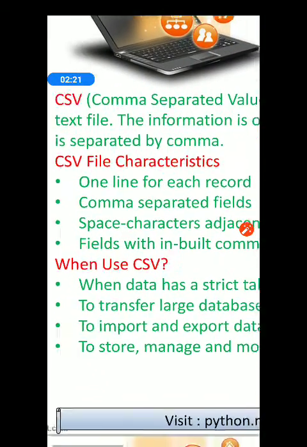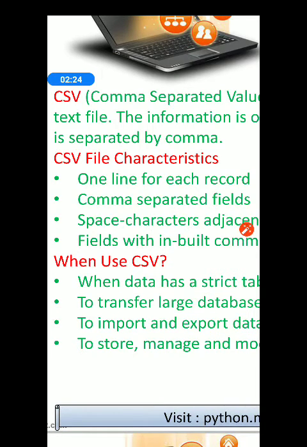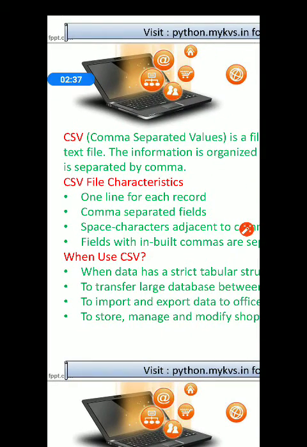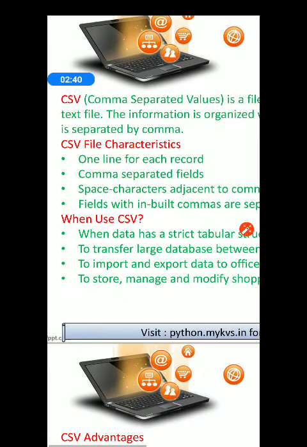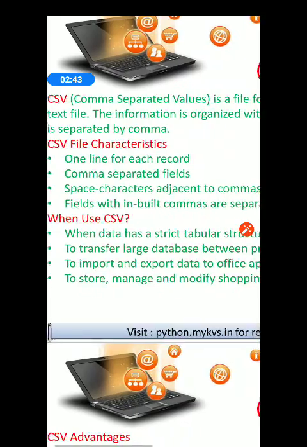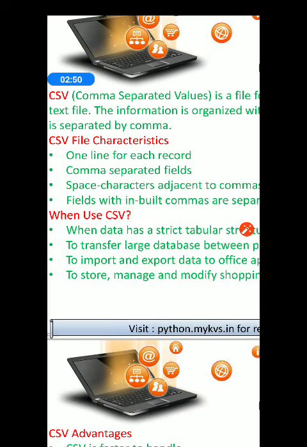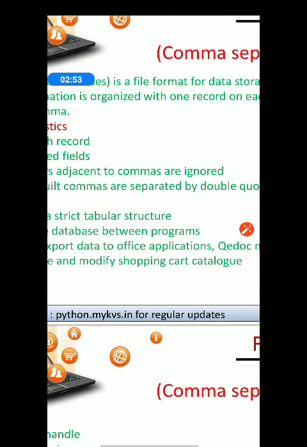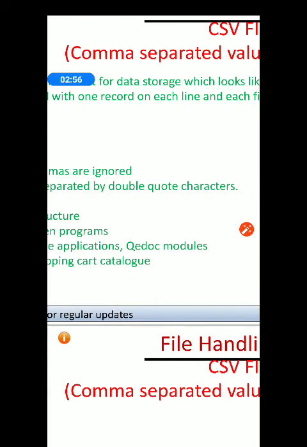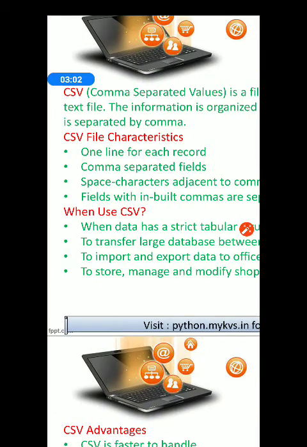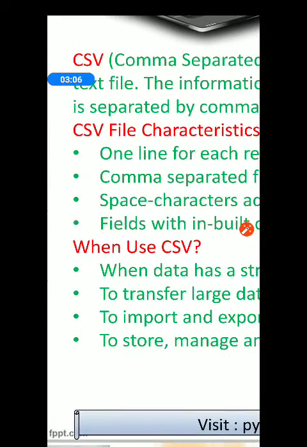Now let us see the characteristics of CSV files. Since the field names are separated by comma, that's why the name comma separated values. Note down: one line for each record, comma separated fields, space characters adjacent to commas are ignored. Fields with inbuilt commas are separated by double quote characters. These characteristics will be there in the CSV files automatically. You don't have to manually do this.